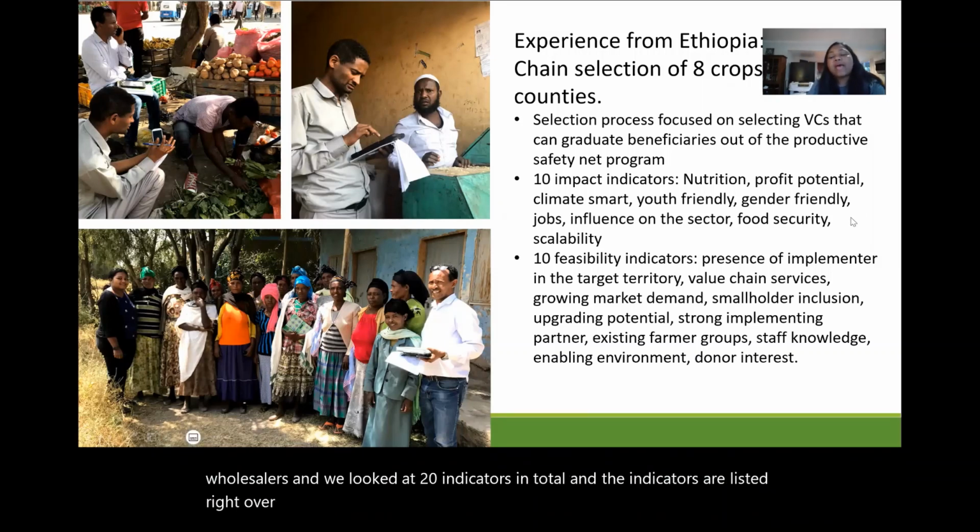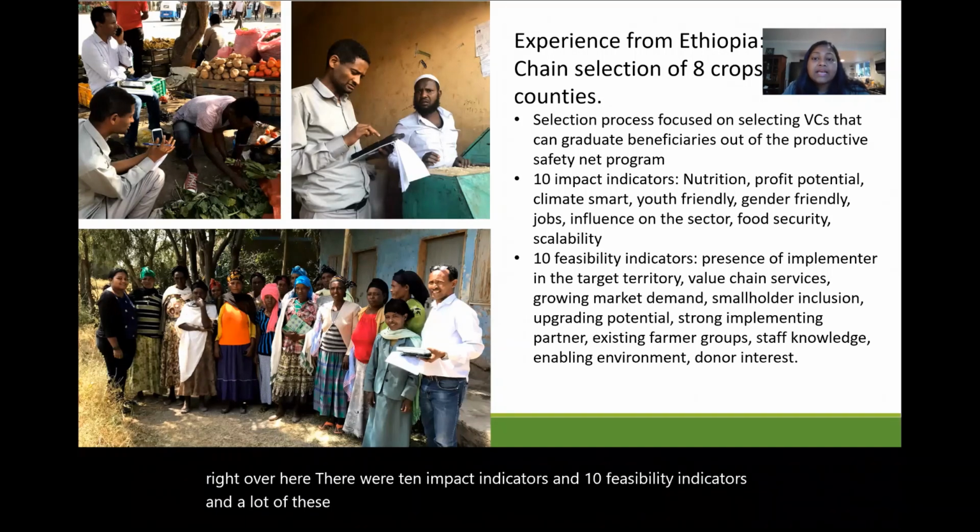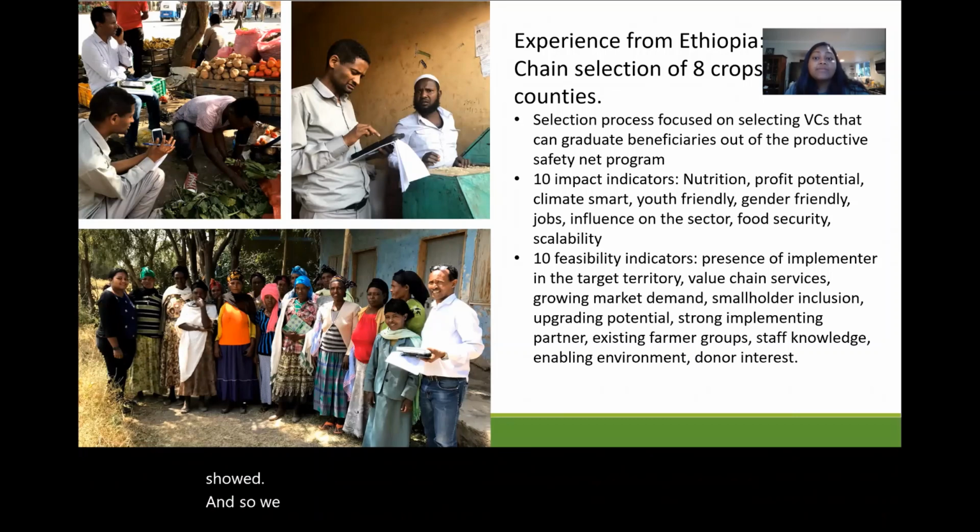There were 10 impact indicators and 10 feasibility indicators, and a lot of these are from that USAID value chain selection slide that I just showed. And so we rated several crops on these 20 indicators and then selected our final 8.